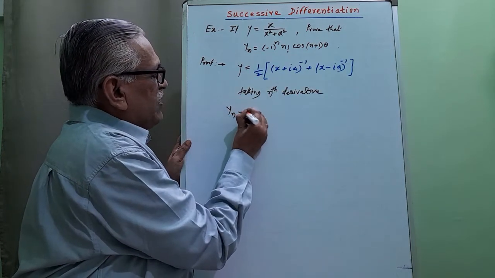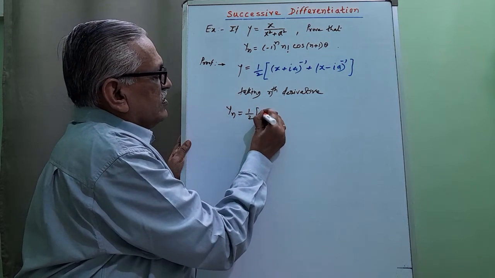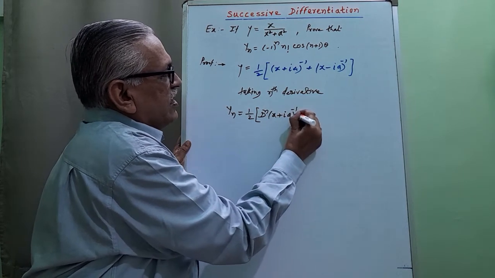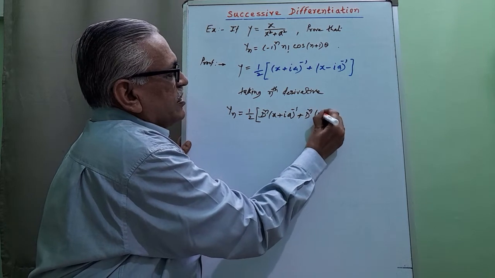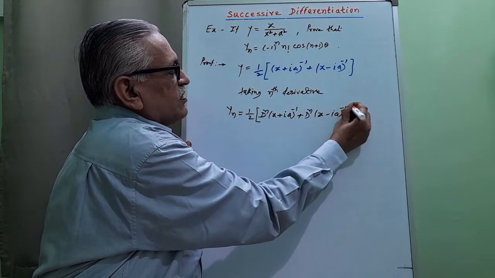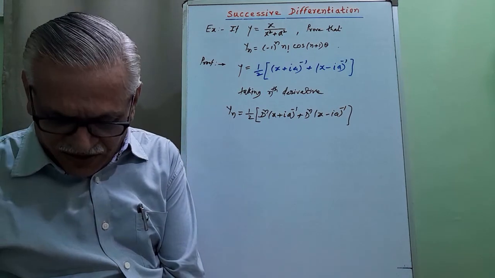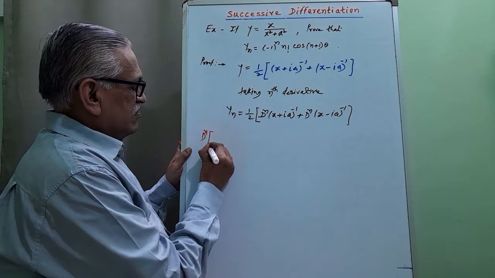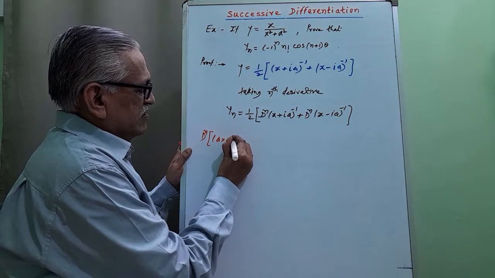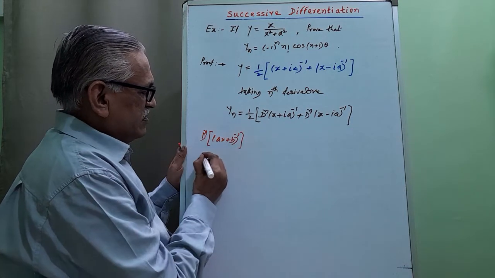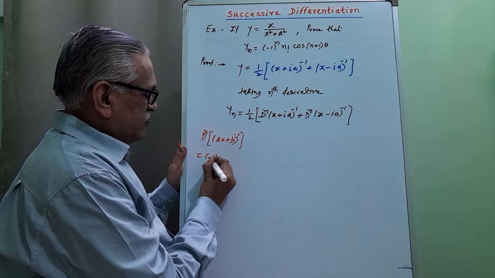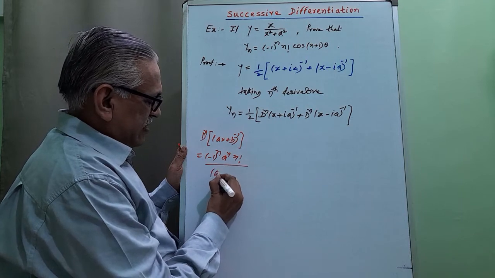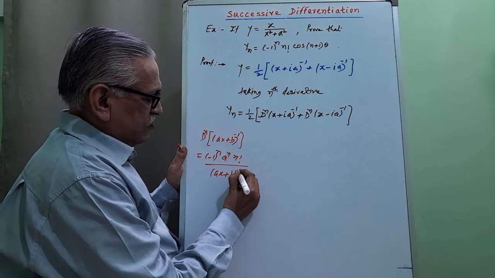is equal to 1 by 2, the constant term, times the nth derivative of the first term, x plus ia raised to minus 1, plus the nth derivative of the second term, x minus ia raised to minus 1. Then applying the standard result, we know the nth derivative of ax plus b raised to minus 1 is minus 1 raised to n, a raised to n, factorial n, divided by ax plus b raised to 1 plus n.